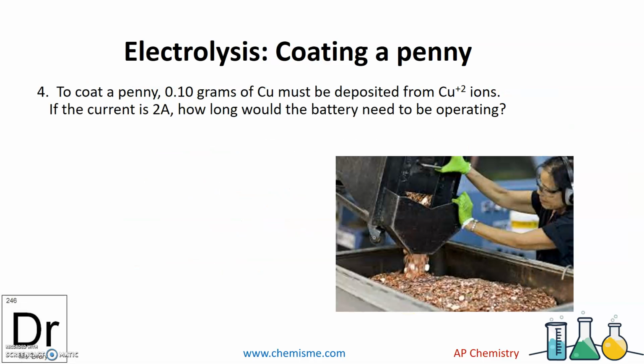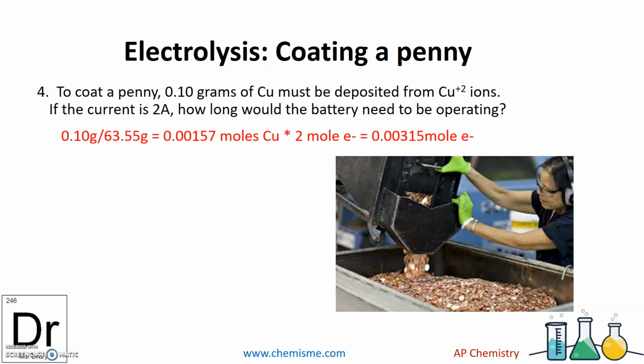I think one more example. To coat a penny, 0.1 grams of copper must be deposited as copper ions. If the current is 2 amps, how long would the battery need to operate? So now we're going backwards. We're going to start at the 0.1 grams. We're going to divide by how much copper weighs on the reference table to figure out how many moles of copper that is. For every mole of copper, that's 2 electrons, because it's a +2 charge. And so that means I have 0.00315 moles of electrons.